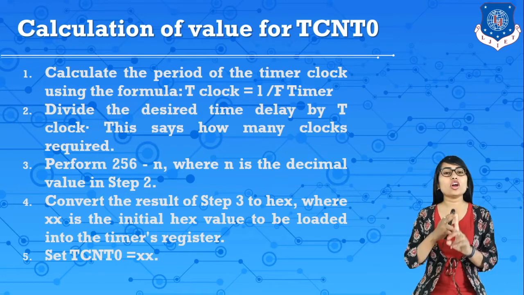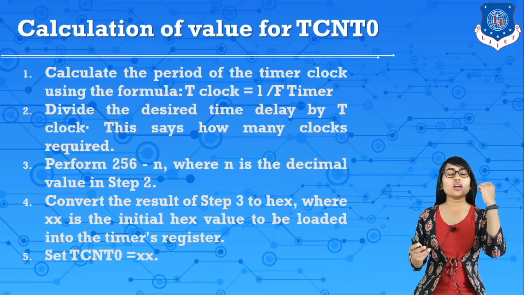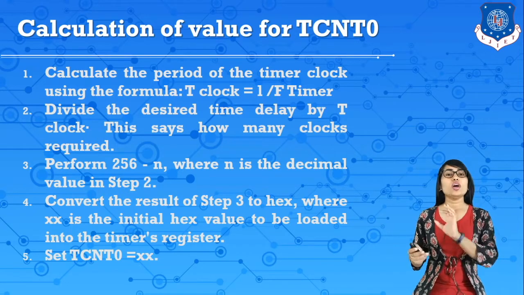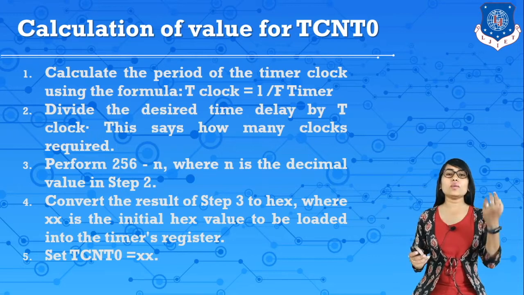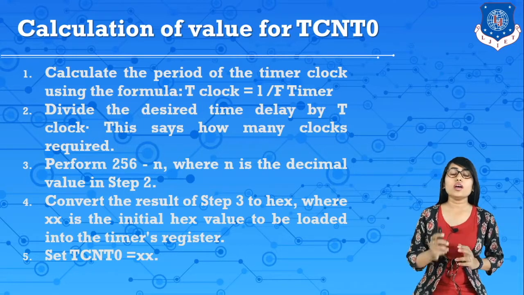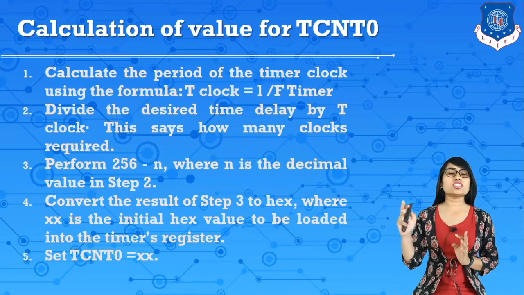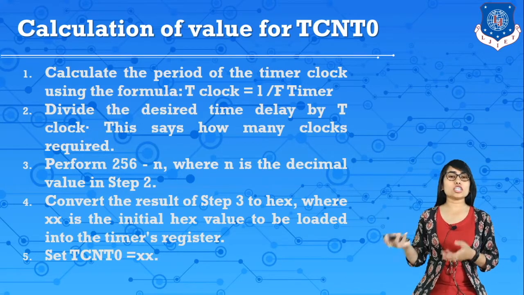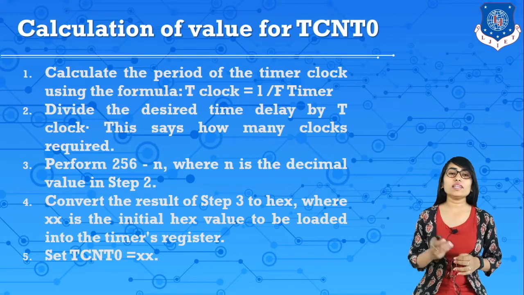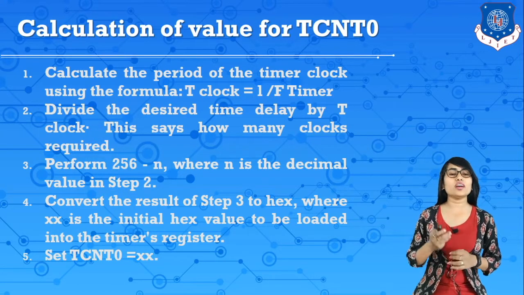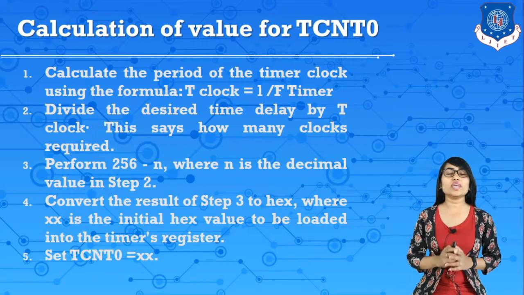Again, first divide the clock frequency, 1 upon F, so we have our time duration. Now this time duration is used to divide our desired delay, which gives a count of how many clocks are required. Then perform the subtraction, that is 256 minus the desired time delay divided by T clock. So we have a decimal value which we can load in TCNT0, or we can convert this value to hex. We can use either format to load a value in TCNT0.